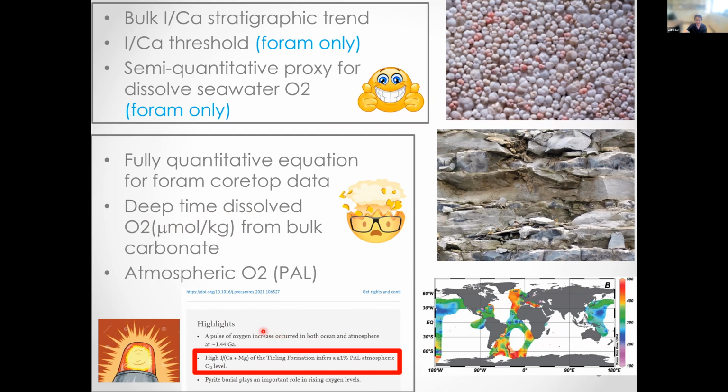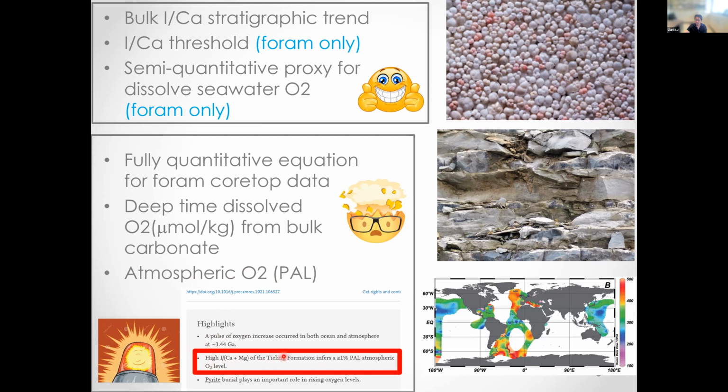The last thing that I think folks should be extremely careful about is using iodine calcium to derive some atmospheric oxygen level. So when I see a sentence like this in a published paper, saying you can sort of infer atmospheric oxygen level from iodine calcium, to me this is pretty alarming.